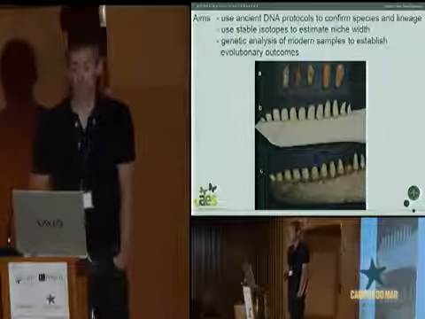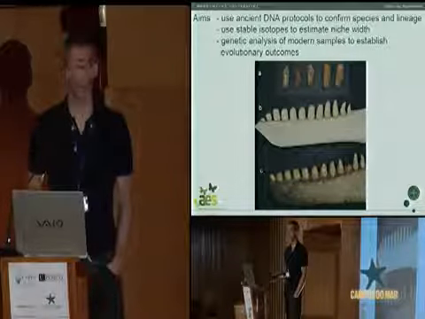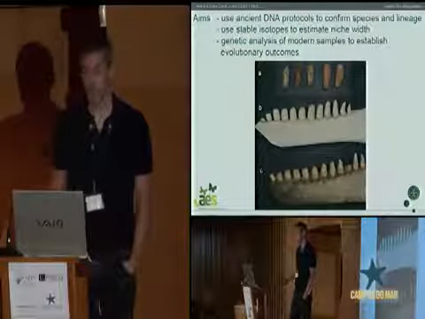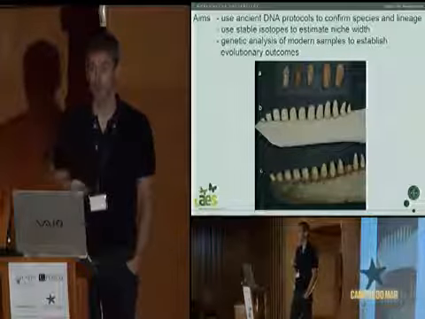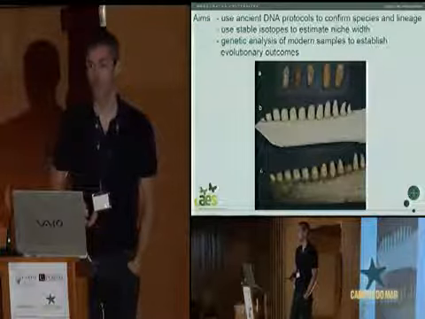So the aim of this study was to use ancient DNA to confirm the species and make sure it belonged to the same lineages as these modern killer whales we were looking at, to use stable isotopes to estimate niche width, and then to look at the genetics of the modern specimens and establish the evolutionary outcomes of niche variation.